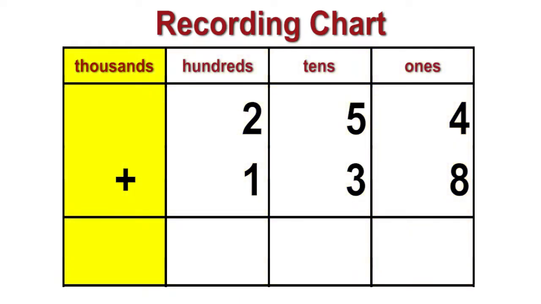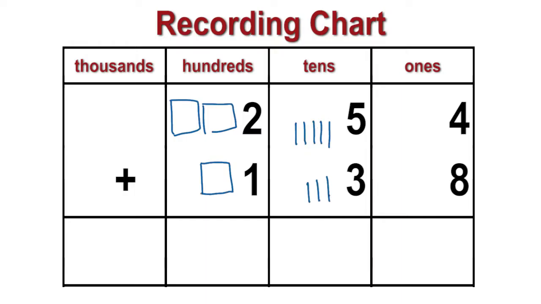First, I am going to model the process with a box, stick, and dot method. The box represents the hundreds in base 10 blocks, the stick represents the tens, and the dot represents the ones. The first step is to add the 4 ones and 8 ones to total 12 ones, or 1 ten and 2 ones. I record this on my record chart. The 1 is above the 5 in the tens place, representing the 10.